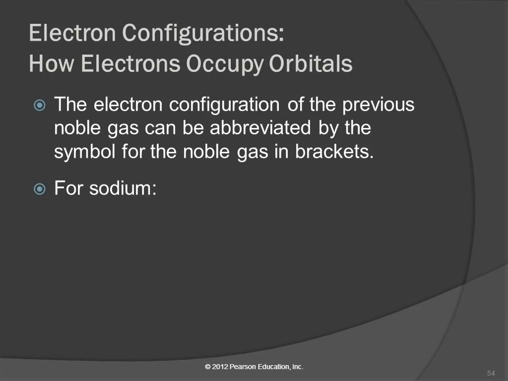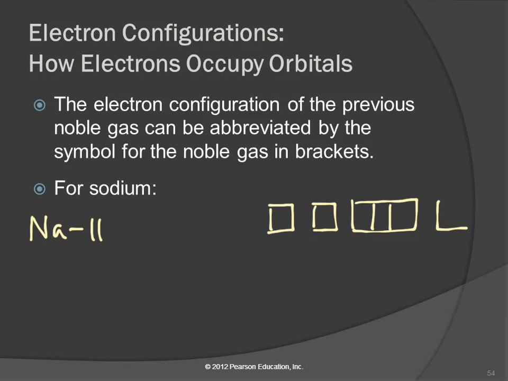Okay, sodium. 11 electrons. So its electron configuration, well, let's do the orbital diagram first. So there's 1s and 2s and 2p, and then the next one is 3s. 11 electrons: 1, 2, 3, 4, 5, 6, 7, 8, 9, 10, 11. That last electron has to go up to the next floor.